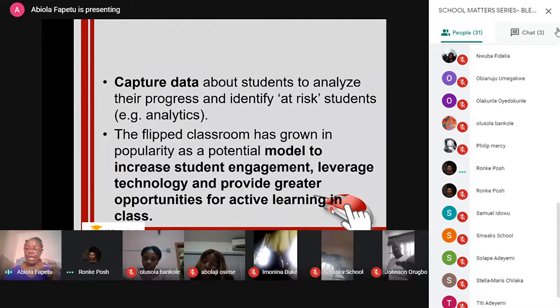So the flipped classroom has really grown in popularity because it increases student engagement, it leverages technology, it provides greater opportunity for active learning in class.